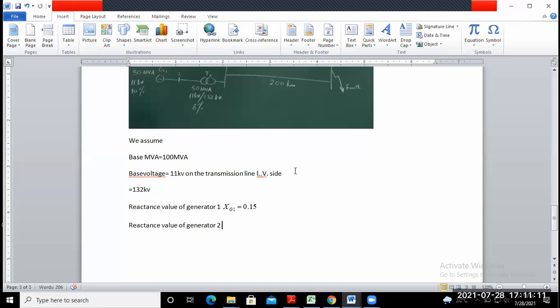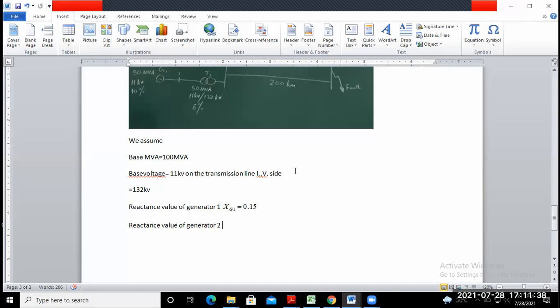So we first find the actual value, and then we find the per unit value with the other base value. That is the basic formula for any quantity. If you want to represent it in per unit, it is nothing but the actual value divided by the base value in the same unit. Is it not?